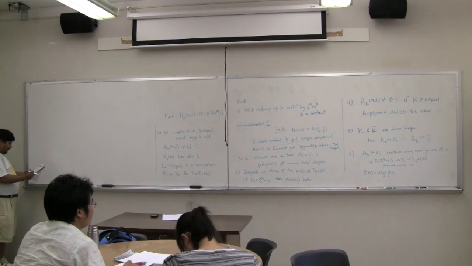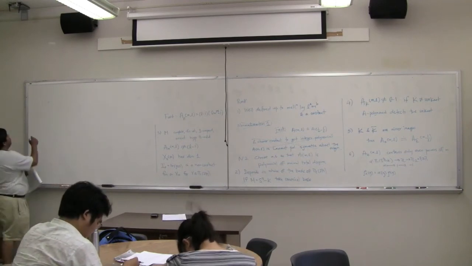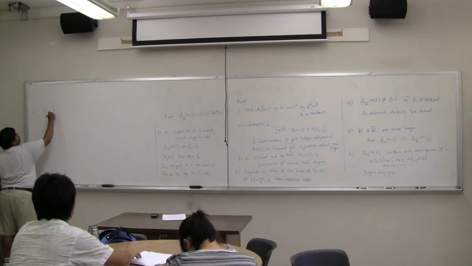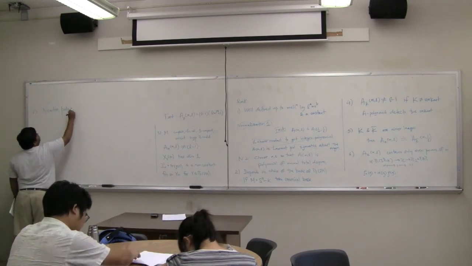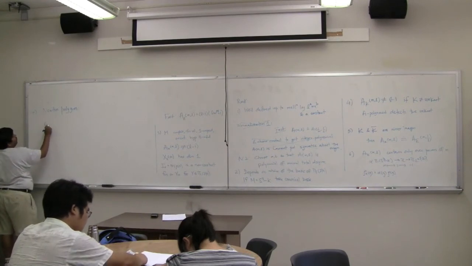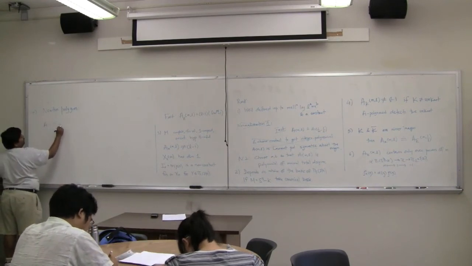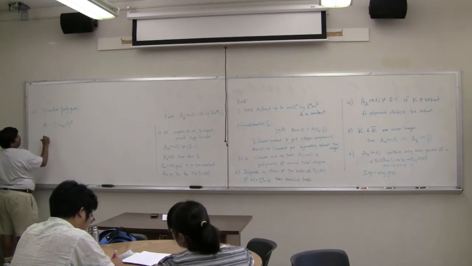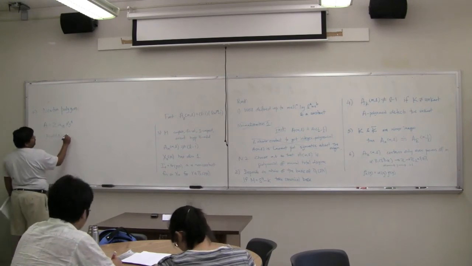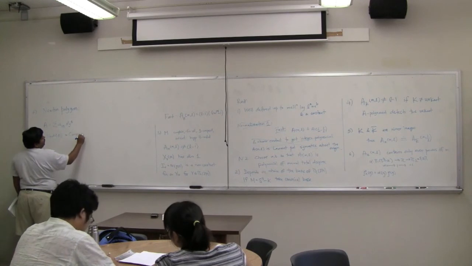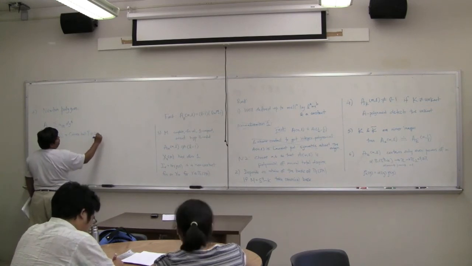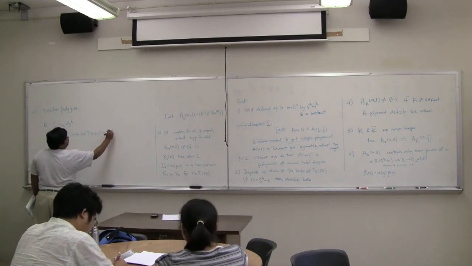Okay, so let me get to this property, the Newton polygon. If you have a polynomial, the Newton polygon of A is the convex hull of the set of (p, q) where the coefficient a_pq is non-zero.